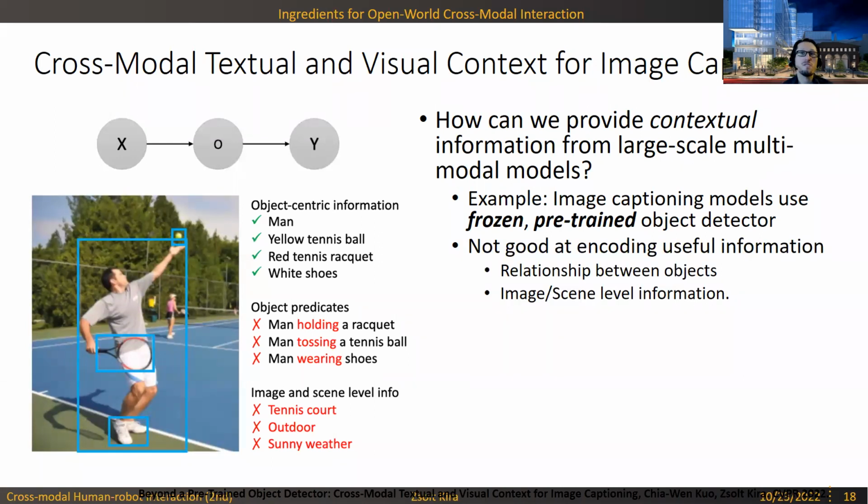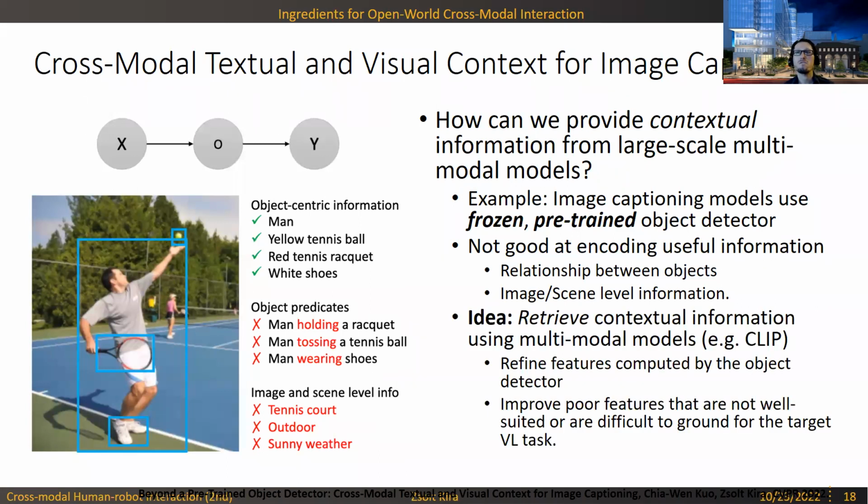And so there's a lot of reasons why this, again, does not provide sufficient information. For example, it doesn't provide a lot of information about relationships between objects, scene level information, and so on. And so our idea is actually to use cross-modal models such as CLIP to retrieve contextual knowledge. That is, we're going to take the image, we're going to retrieve textual information that may exist in various textual databases, and we're going to use that as context.